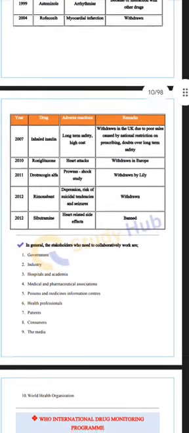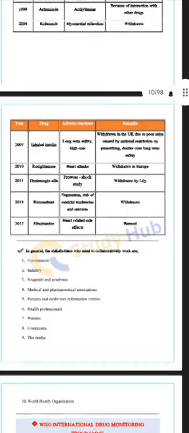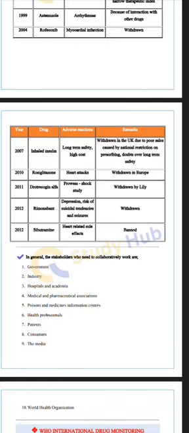In general, the stakeholders who need to collaboratively work are government, industry, hospitals and academia, medical and pharmaceutical associations, poison and medicinal information centers, health professionals, patients, consumers, the media and World Health Organization. All these stakeholders should work together collaboratively to bring forward the pharmacovigilance program and also to create awareness among the people about pharmacovigilance. So that's all for today.